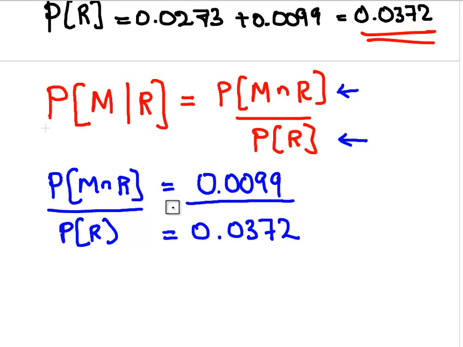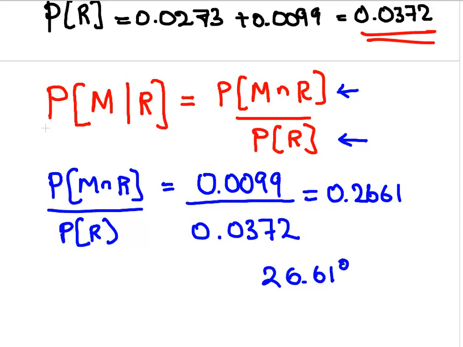So let's divide that out. This is now just a very simple calculation. Divide 0.0099 by 0.0372, and we get 0.2661, or 26.61%. Okay. So that ends this presentation.